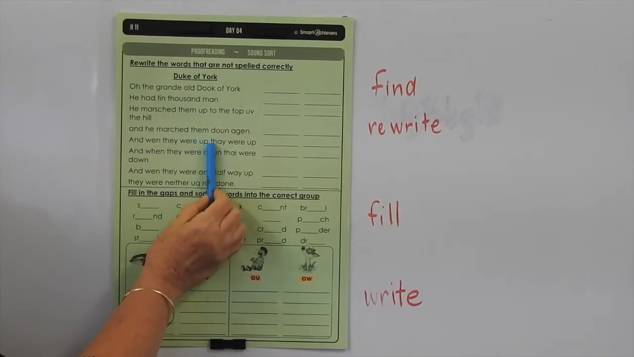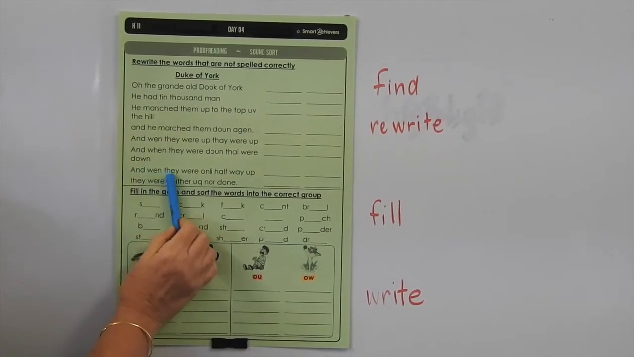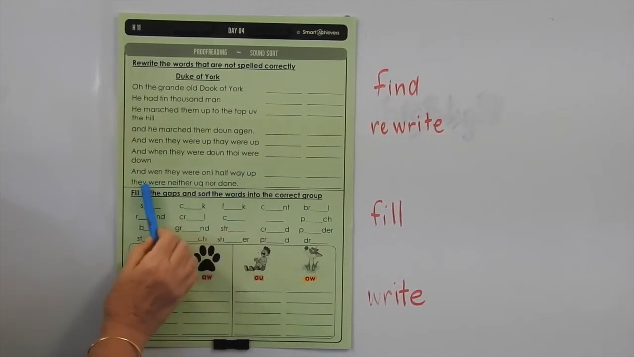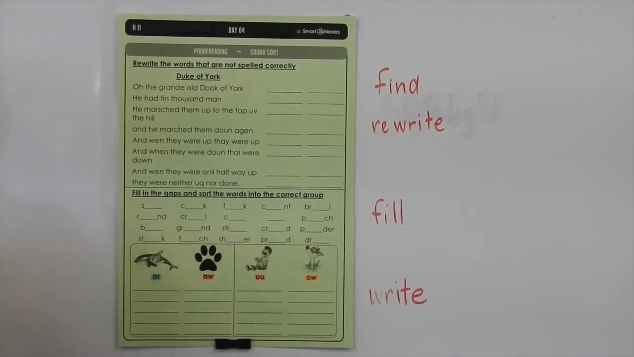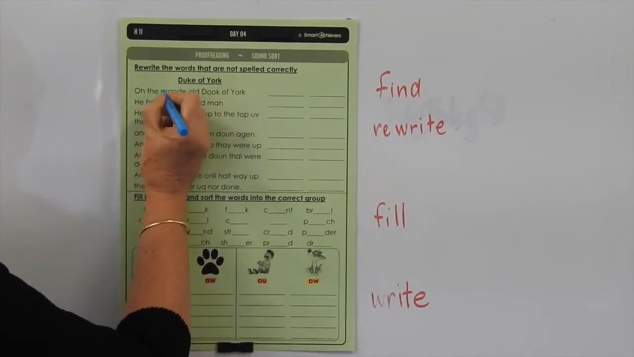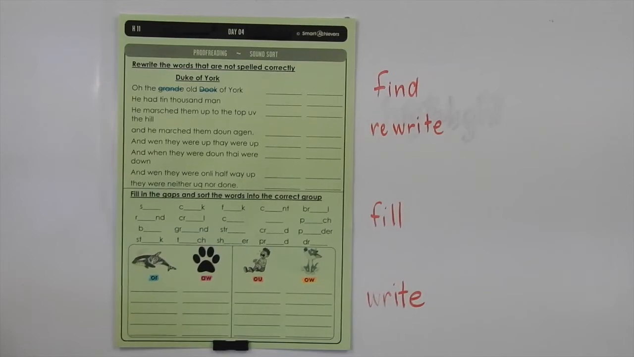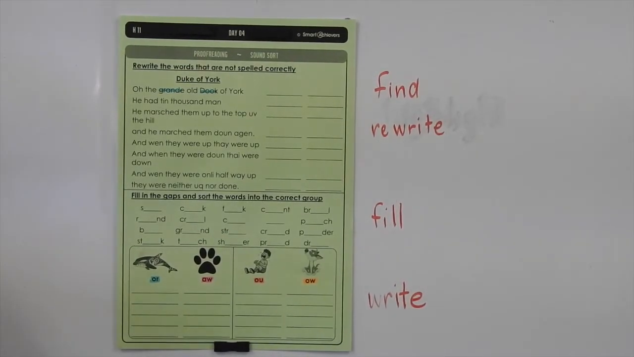And when they were up, they were up. And when they were down, they were down. And when they were only halfway up, they were neither up nor down. So you've got to find 2 words in each line that are spelled incorrectly and highlight them. And then you've got to write them correctly on the lines next to it.